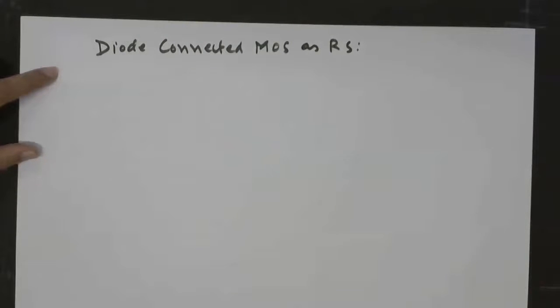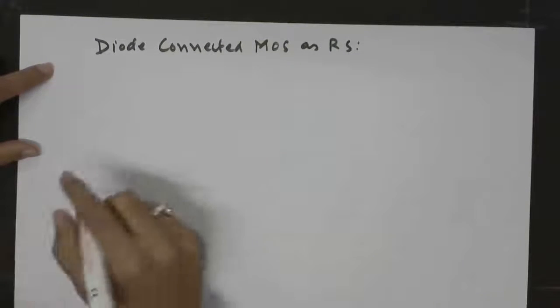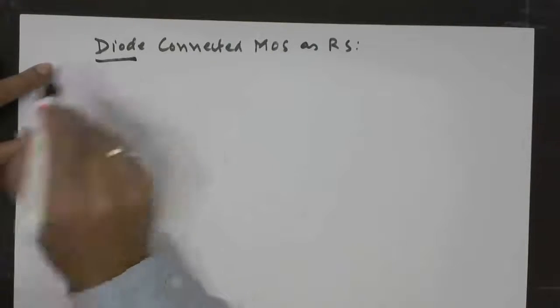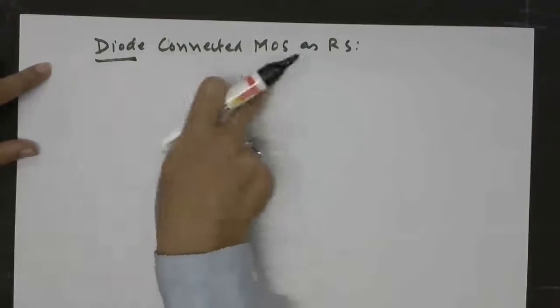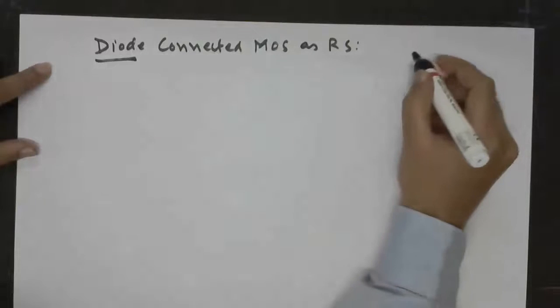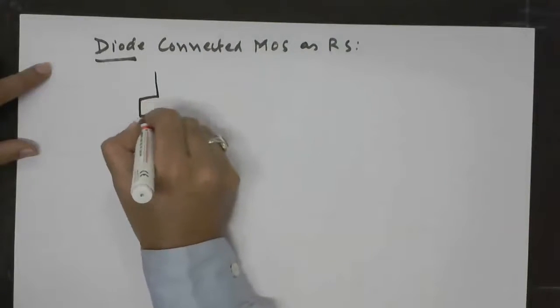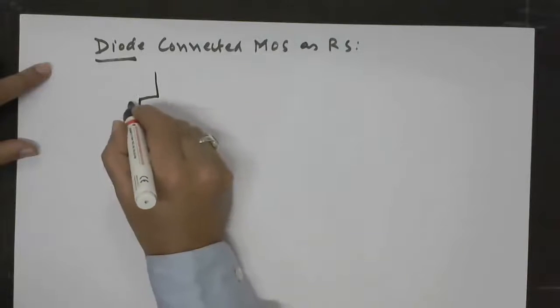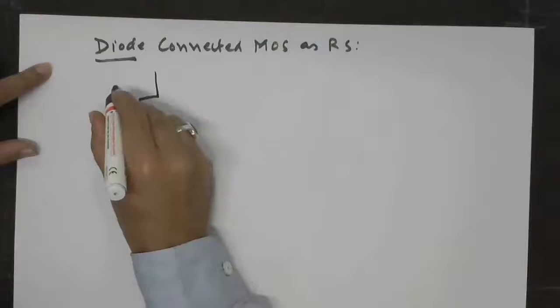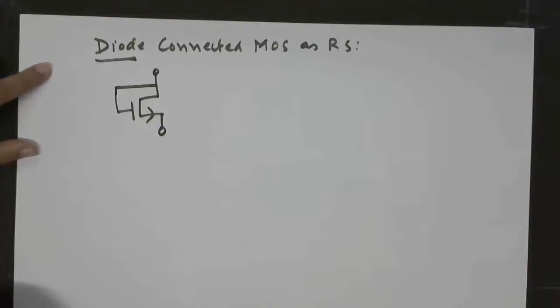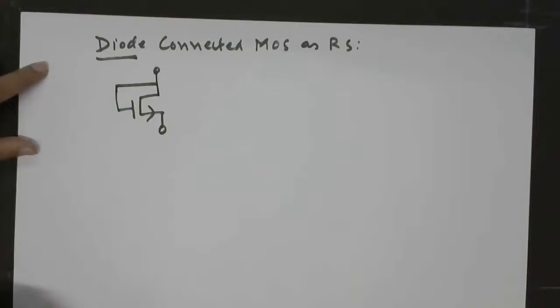So for RS we can use this MOS. So here we have a diode connected MOS. This connection of MOS is given by this configuration, where we short circuit gate and drain. So this is the diode connected NMOS.